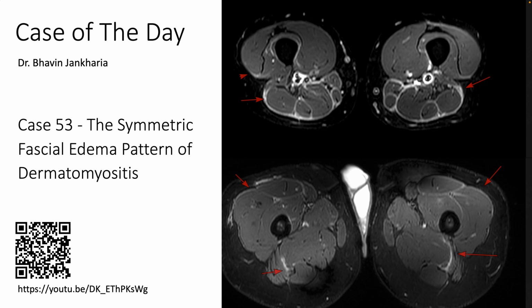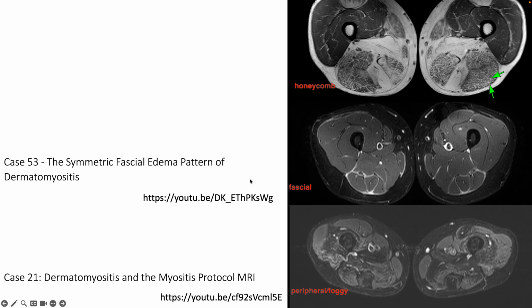But if you remember, I'd done 53, which was the symmetric facial pattern, and I'd done 21. But just to put these together, so I have the images on the workstation anyway, and I just put these 3 cases together. So this was 21 where I'd only talked about the protocol, but now when you look at it, it's actually the peripheral / foggy pattern together.